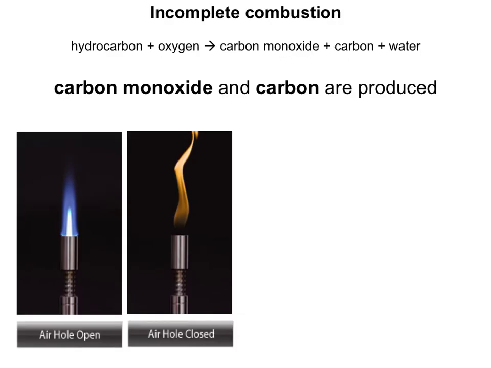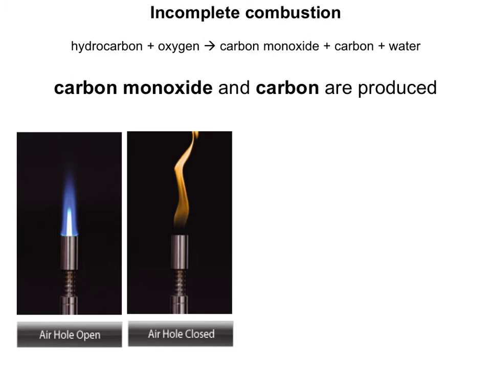Okay, the second type of combustion, we said, was incomplete combustion, which is what takes place when there is a limited supply of oxygen. So again, you have a hydrocarbon, you have the oxygen, and this time the products are carbon monoxide, carbon, and then water again. So this time it's the carbon monoxide and the carbon that are the different products.